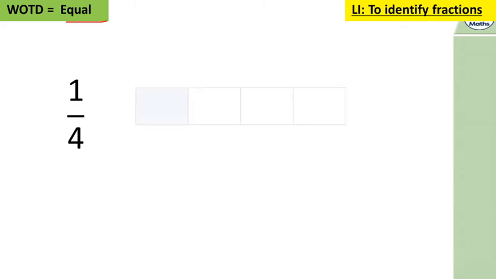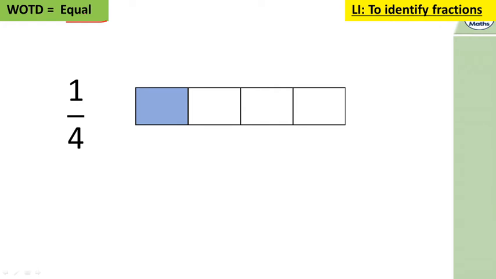So we've got 4 parts, and now one of them is shaded. So 1 out of every 4 parts is shaded. That's 1/4. That's also 1/4. Also 1/4. That's also 1/4. It does not matter which part is shaded. It's 1 part out of 4.